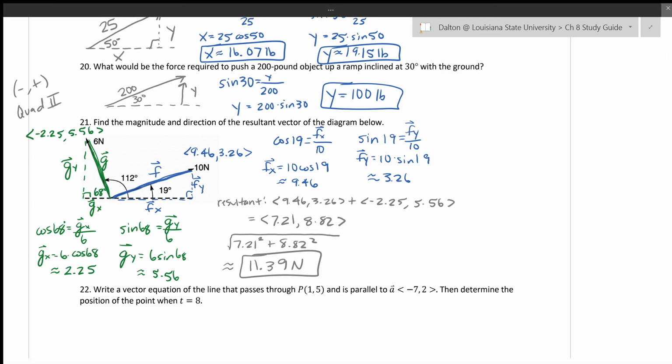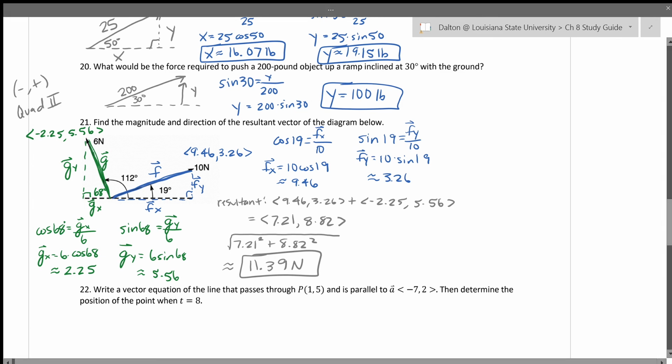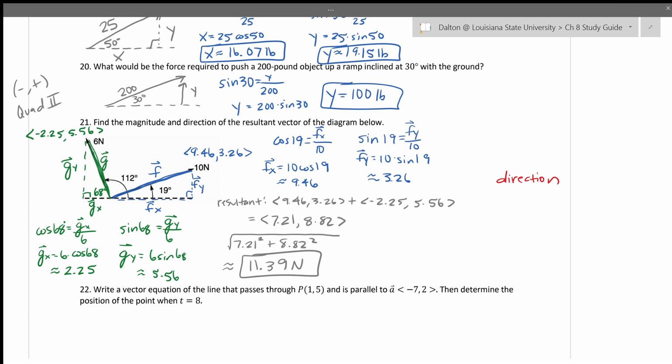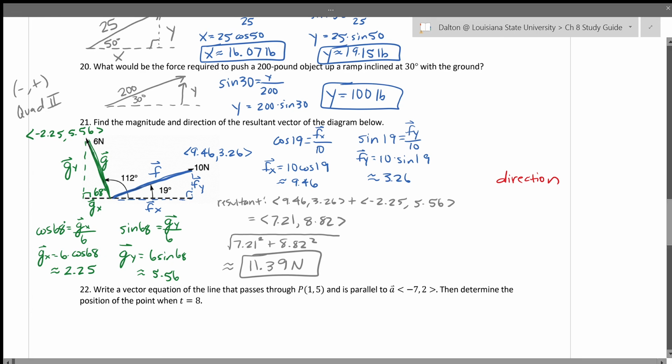The last thing to take care of is direction. So for direction, I want to draw where the resultant vector might be. So again, this will be the x and the y axis. If your resultant vector is at 7.21 and 8.82, it really doesn't matter where that is. But the bottom line is its x component will be 7.21. Its y component is 8.82.